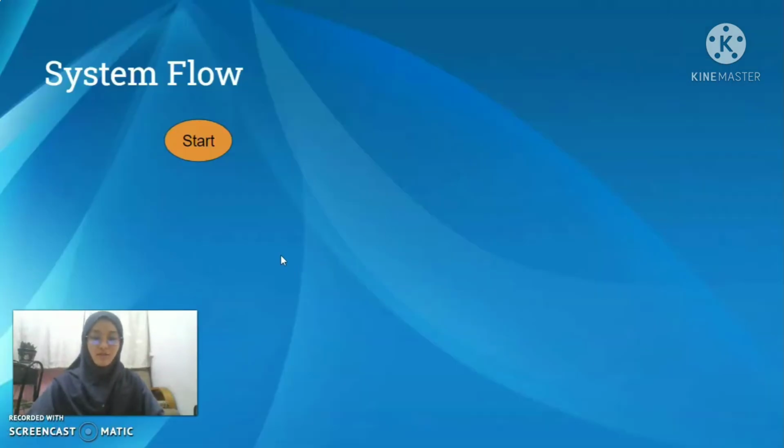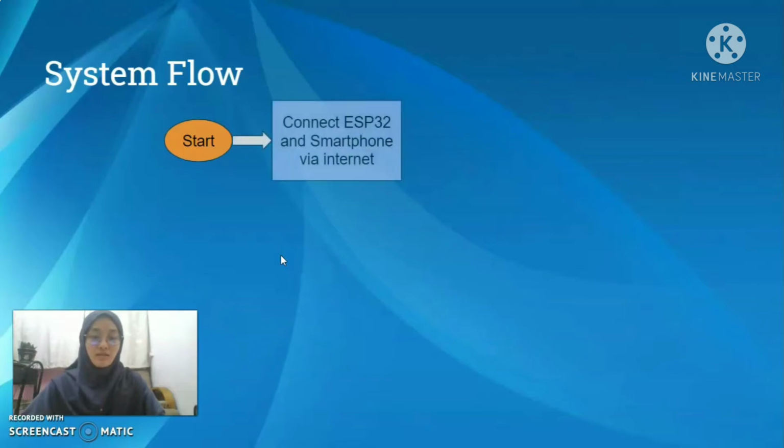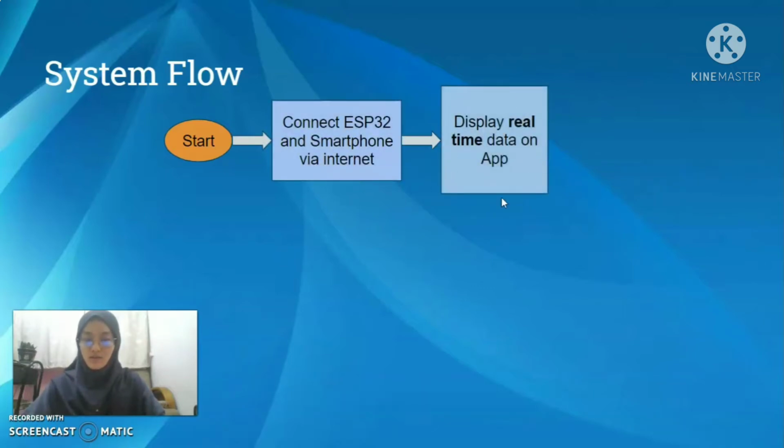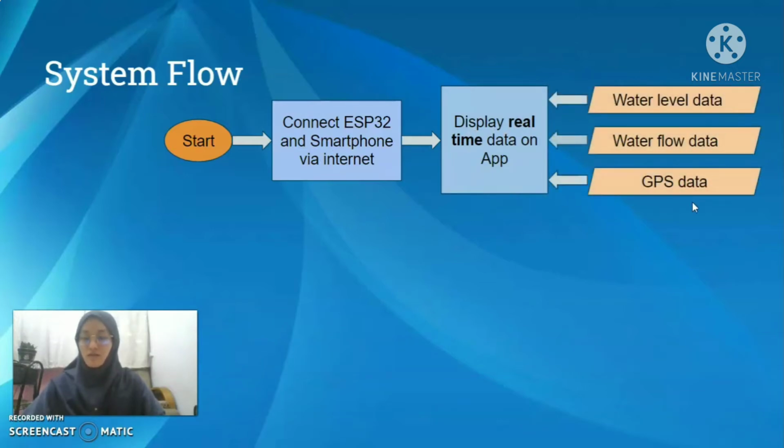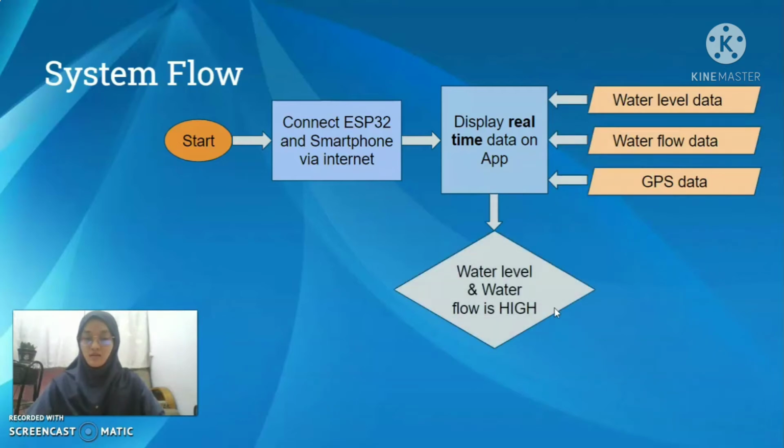And for the system flow, first when we start, we connect the ESP32 to the internet and display the real-time data on the app. The data consists of this data, and the system is also constantly checking whether the water level and water flow are high or not.